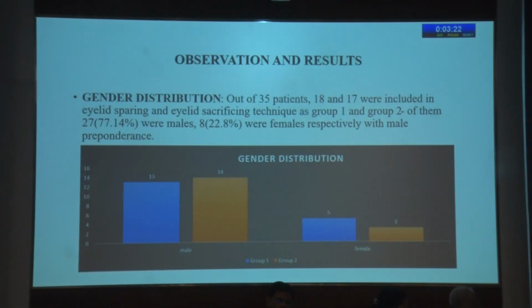So our observations were gender distribution. Out of those 35 patients, 18 and 17 were included in the eyelid sparing and eyelid sacrificing technique as group 1 and group 2. Of them, 27 were males and 8 were females, with a male preponderance.